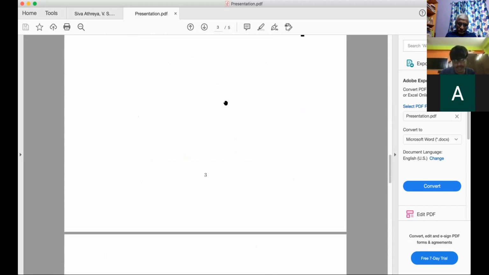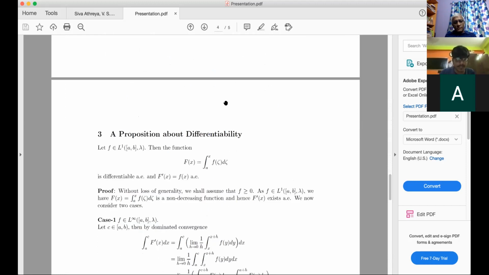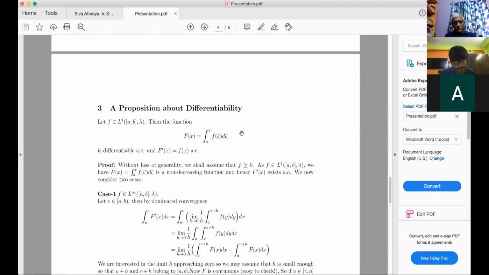So now we move towards the fundamental theorem of calculus, and we have a proposition about differentiability. Suppose that f lies in L1([a, b], lambda), where lambda is some arbitrary measure, and you define the function F(x) to be equal to the integral from a to x of f(zeta) d zeta. So this is differentiable almost everywhere, and F'(x) is equal to f(x) almost everywhere.